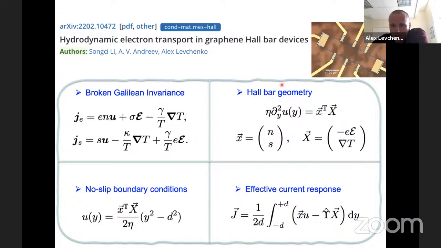So if we solve this equation in the whole bar geometry with no-slip boundary conditions, meaning sticking boundary conditions of the fluid at the edges of this mesoscopic sample, we would recover that the velocity field has this famous parabolic Poiseuille-like profile. Then we can calculate the average current in the system that consists of a sort of hydrodynamic mode.